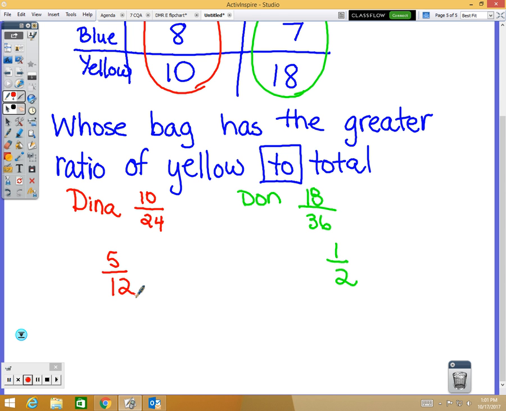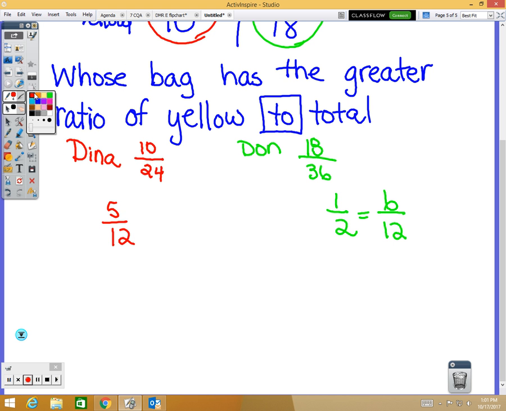Now, if I'm comparing fractions, I need to have common denominators. Again, if I'm comparing fractions, I need common denominators. So could I make my denominator over there, the 1/2, could I make it a 12? 1/2 would be what over 12? Very good. 6 over 12. 6 over 12 is 1/2 compared to 5 over 12. So now that we have the same denominators, 5 12ths and 6 12ths, which one's actually bigger? 6 12ths is bigger than 5 12ths, yes. So whose bag has the greater ratio of yellow to total? That would be Dawn's bag.